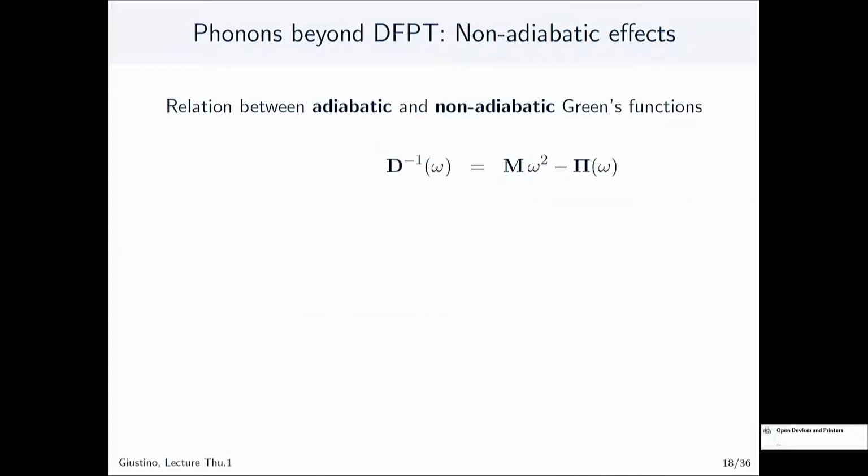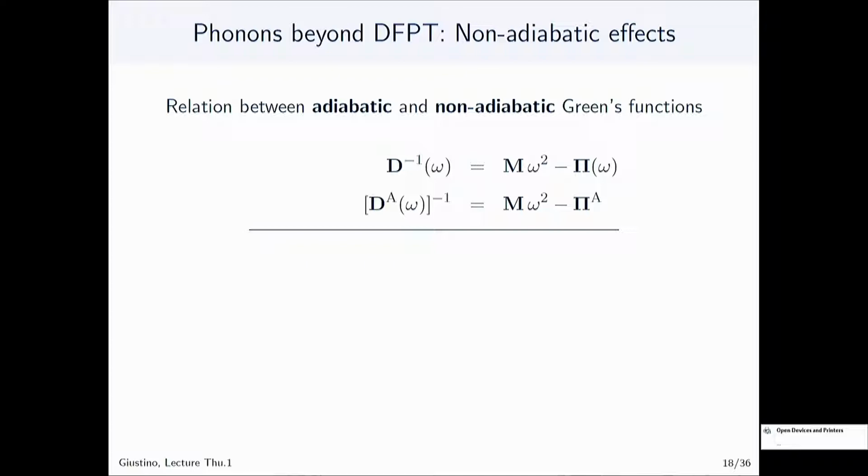But before I proceed, let me try to make the connection between the complete solution and the DFPT solution. This is the equation that we started from: the phonon Green's function equals mass times omega squared minus the phonon self-energy. I introduced the adiabatic approximation, which is replacing the complete self-energy by the zero-frequency self-energy. Using that, I can define a new Green's function, the adiabatic version of the Green's function.